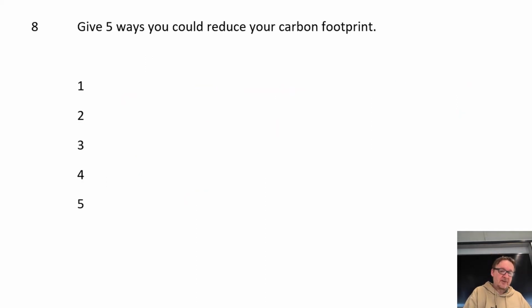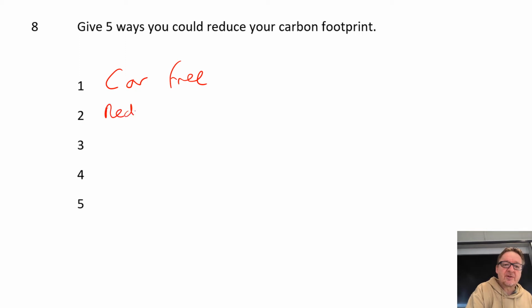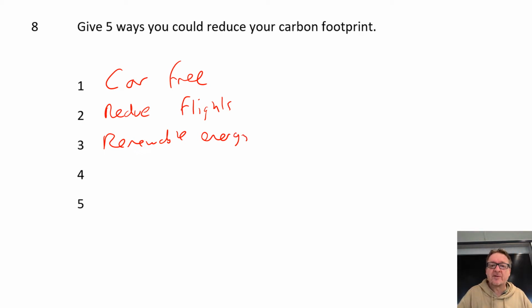Question number 8, right? There are 5 ways in which you could personally reduce your carbon footprint. Go car free. Now that'd be great, right? But obviously getting to places, cars is the most convenient because it's kind of quite selfish. Reduce flights. Okay, aeroplanes give out huge amounts of carbon dioxide. Use renewable energy. Now the good thing is that's getting more and more common. You've got solar panels, you've got wind farms, right? And if you're using renewable energy, then you're not using electricity from power stations, which reduces the carbon footprint.